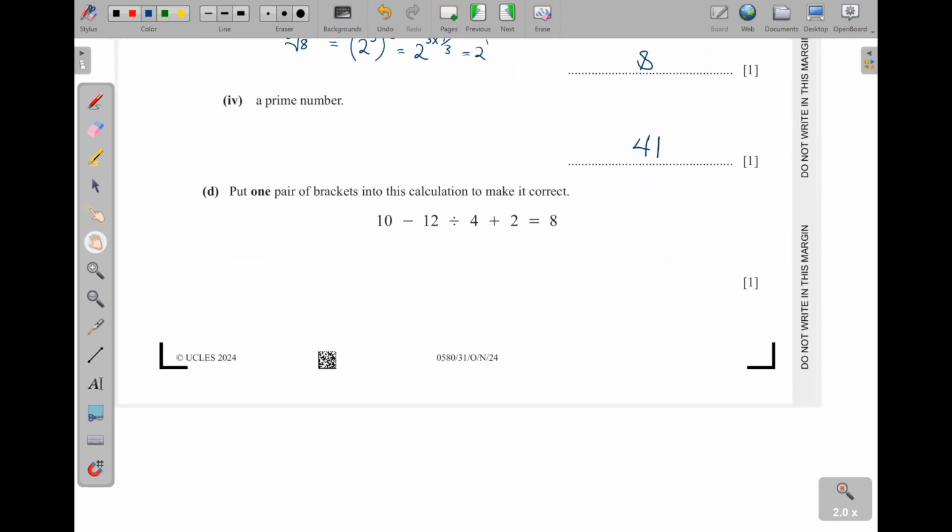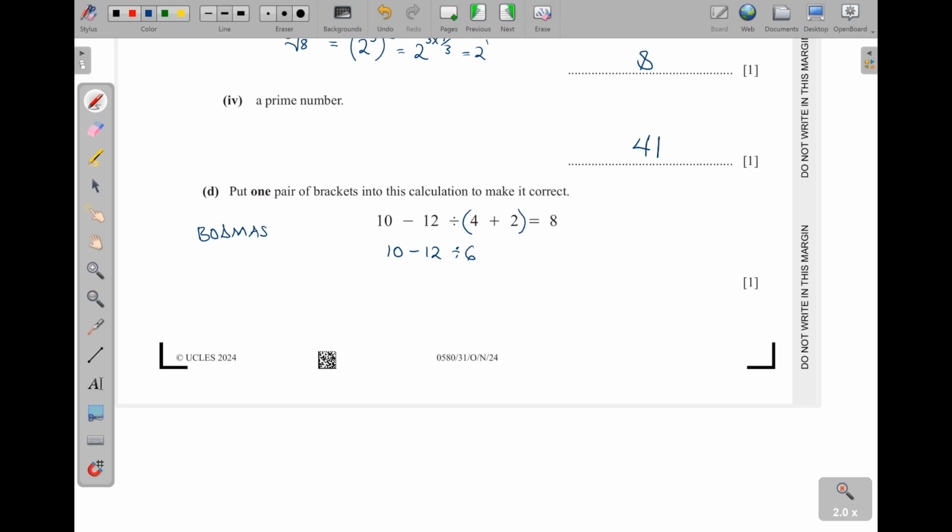Then part D, put 1 pair of brackets into this calculation to make it correct. Now here we are using BODMAS. So since this one is 8 and I'm seeing 10 here, I must have something like 10 minus 2 to give me the 8. Okay, so what I'm going to have here, if I put, let's say, the brackets here, this one will be now 10 minus 12. Remember, when we use BODMAS, brackets come before anything else. So first deal with what is in brackets. So 4 plus 2, that one will give us 6.